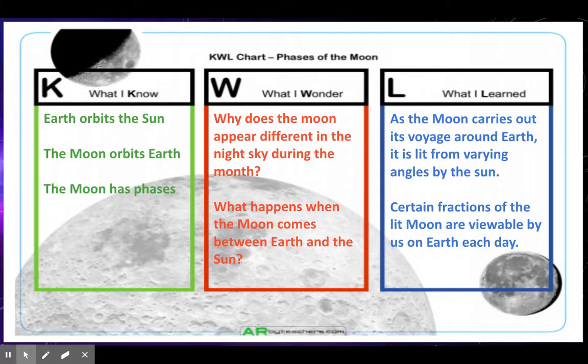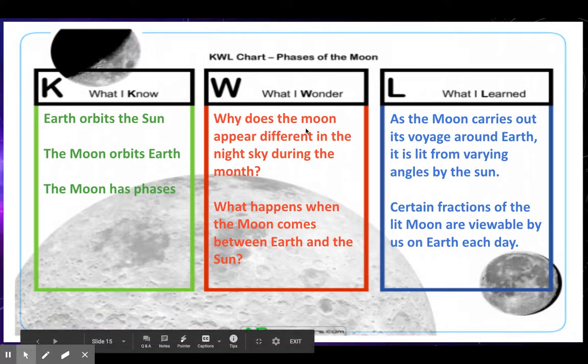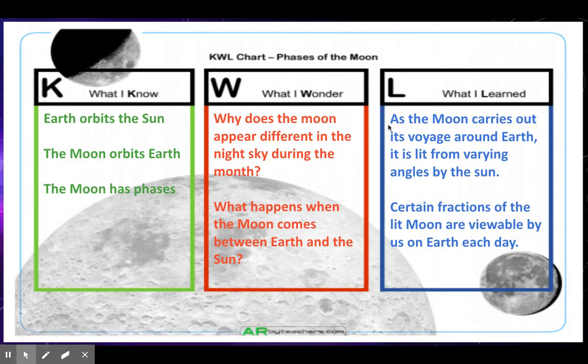All right, so we wanted to know, why does the moon appear different in the night sky during the month? Well, as the moon carries out its voyage around the earth, it is lit from varying angles by the sun. What happens when the moon comes between the earth and the sun? Certain fractions of the lit moon are visible by us on earth each day.